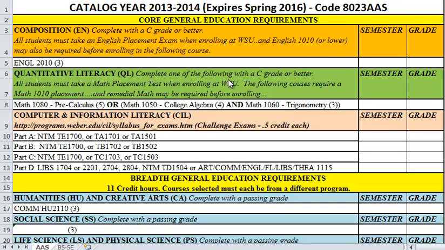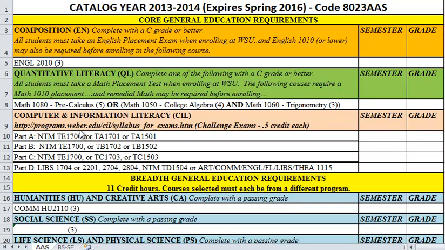We're also going to require you to take a math placement test when you enter WSU. Math 1010 is the initial placement for the courses that we require in computer science. One of them being Math 1080, which is pre-calculus for 5 credits, or Math 1050 and Math 1060 for a total of 7 credits. We recommend that you take the 1080 because it's one class for 5 credits. Either way, that would satisfy your quantitative literacy requirement for Weber.